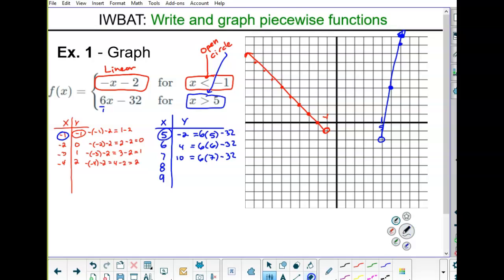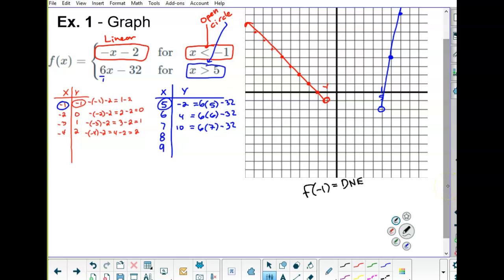-1 through -5. So if I ask you to evaluate, what is f of -1? Notice it's an open circle. So that doesn't exist because that circle is not filled in. If it was filled in, then our answer would exist. But it doesn't.